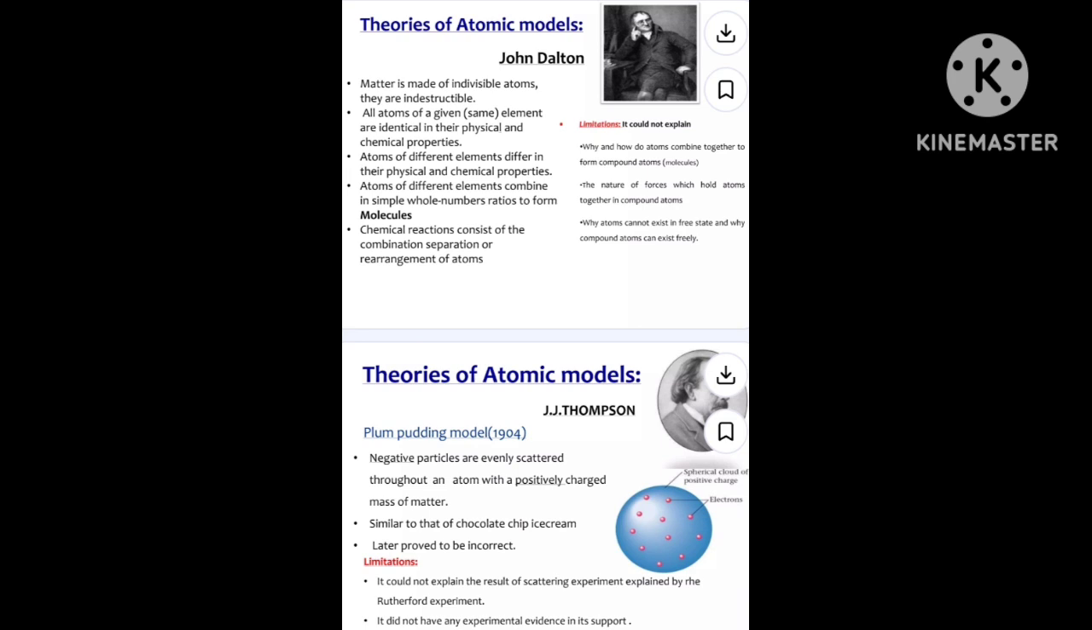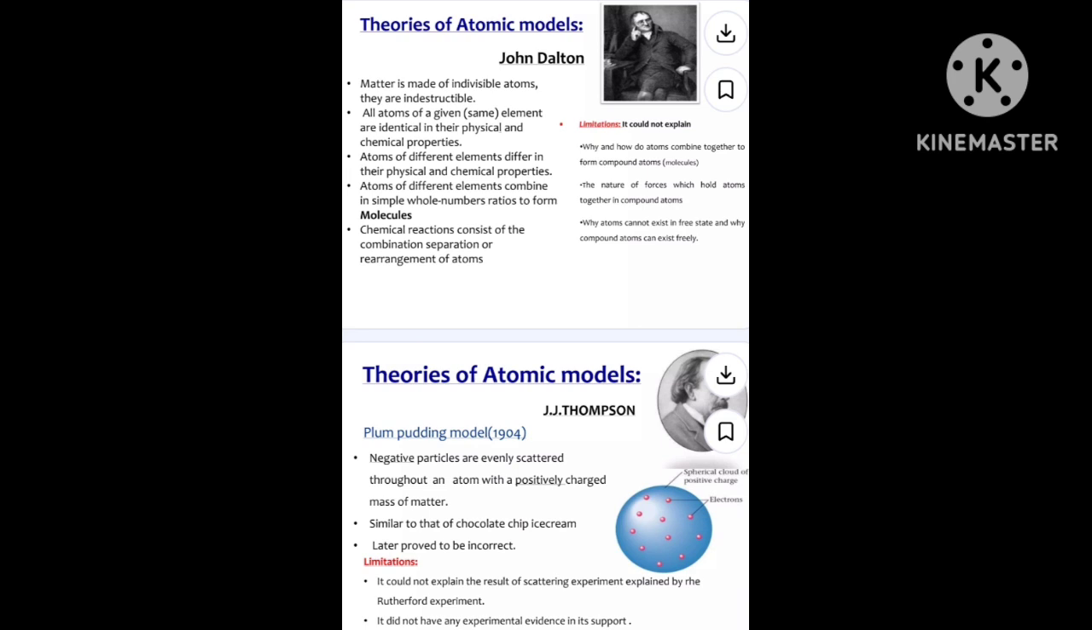Now let us see the defects of Dalton's atomic theory. In the first point, matter is made up of the smallest particle called the atom. Atom is the only smallest particle of matter. Here, some scientists discovered that the atom can be further divided into subatomic particles like electrons, protons, and neutrons. The electron was discovered by J.J. Thomson, the proton by Goldstein, and the neutron by James Chadwick. So the first point failed.